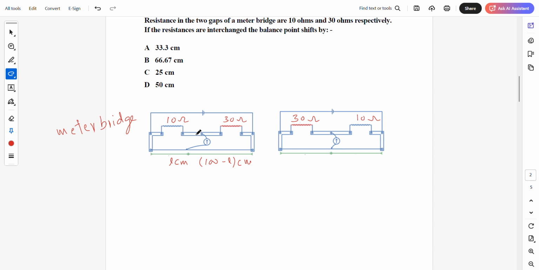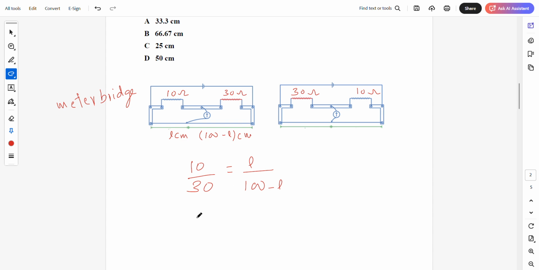Now, this is the concept of the Wheatstone bridge. 10 by 30 is equal to L divided by 100 minus L, for the very first circuit diagram. The zeros cancel. If I cross multiply, 100 minus L is equal to 3L, so 100 is equal to 4L. L is equal to 25 centimeter.